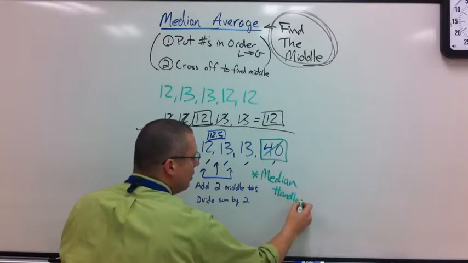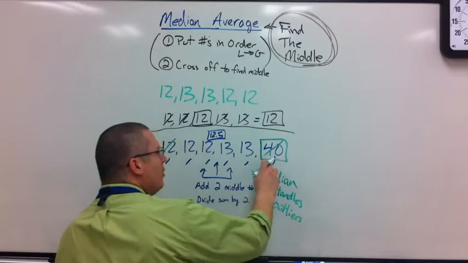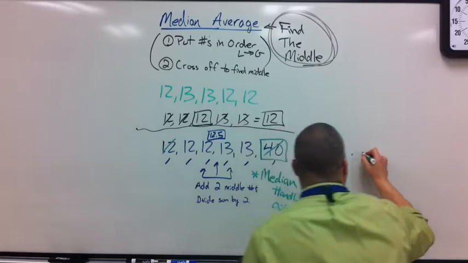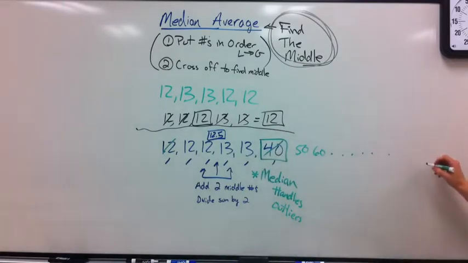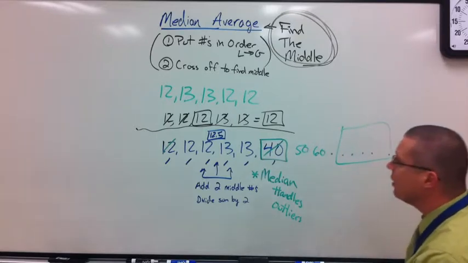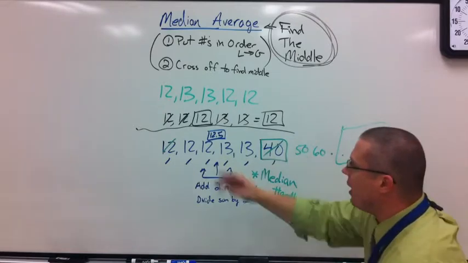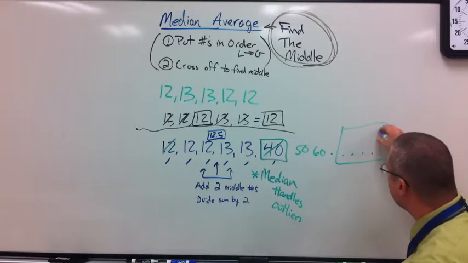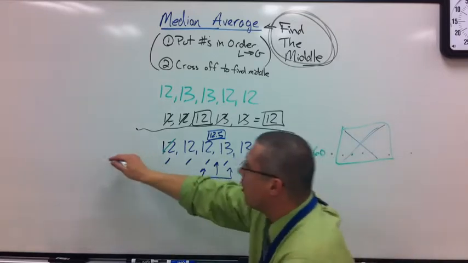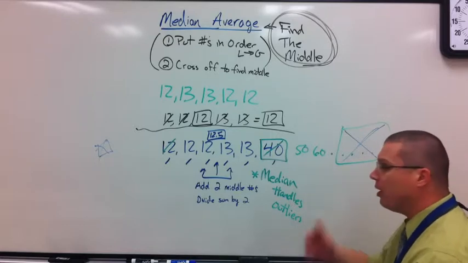Median handles outliers. Now watch, it doesn't matter if I'm 40 or 50 or 60 or 70 or 80 or 90 or 100 or 200 years old or 1,000 years old or 1,000,000,000 years old. No matter how big I am, age-wise, what will always happen to the outlier when you start finding the median? He will immediately get crossed off. He's irrelevant. No matter how big or how small, he will always get crossed off. Because the median chews up outliers and spits them out.